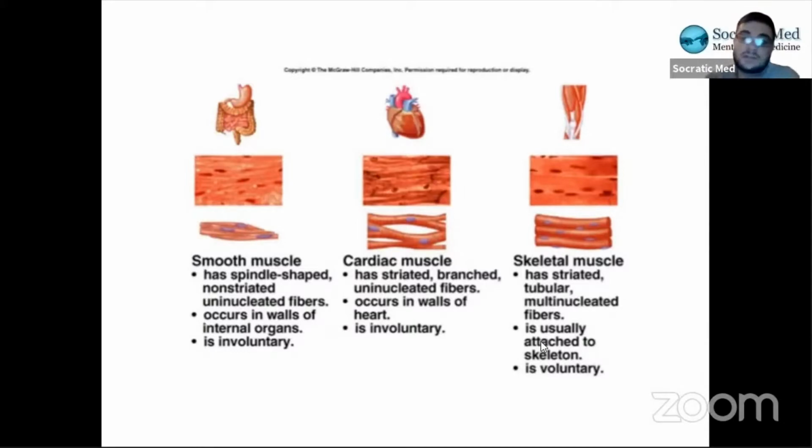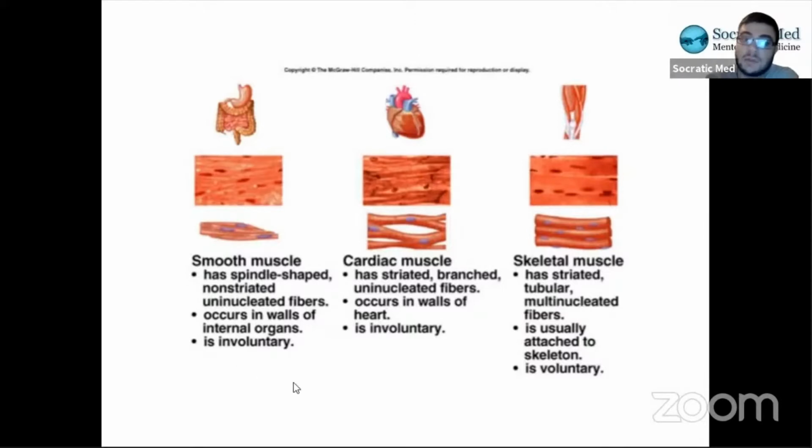And the other difference is that the muscle fibers in skeletal muscle are multinucleated, meaning if you can see here, these muscle fibers have multiple nuclei per fiber, whereas the other 2 types, if you can see here, are uninucleated, meaning they only have 1 nucleus per fiber, okay?